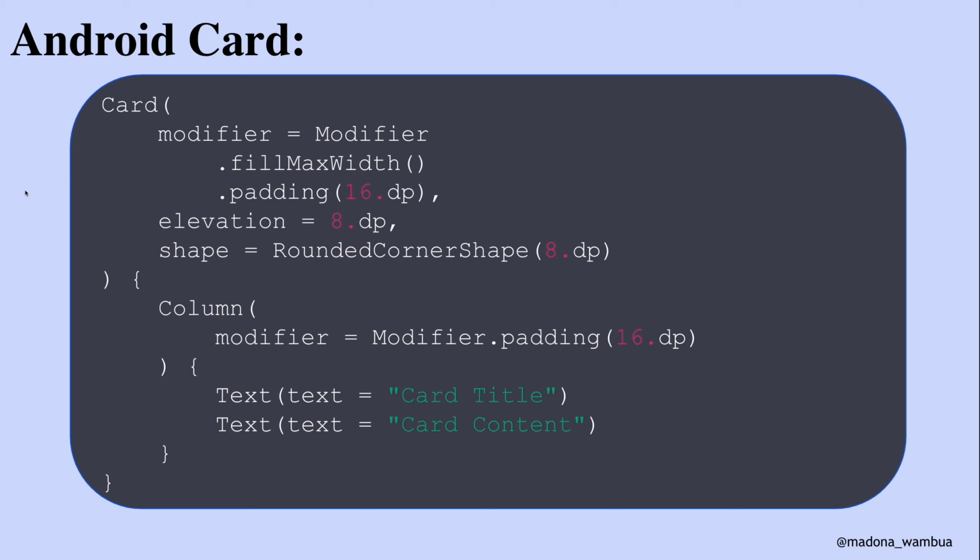So in this example, the card component takes in a modifier parameter to specify the size and position of the card. The elevation parameter is used to add a drop shadow to the card, while the shape parameter is used to round the corner of the card. The card content is defined within a column component. As you can see there, we have text, card title, text, card content. If you can visualize this, or if you get time to run this small code snippet, it will be pretty good to see how that would look.